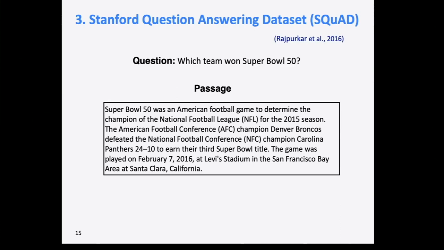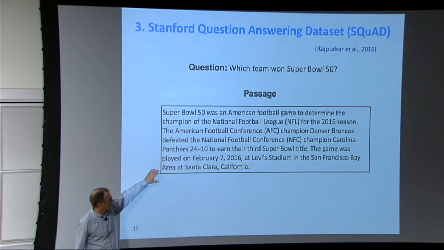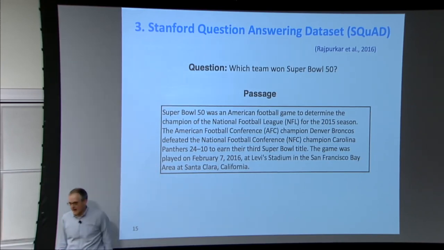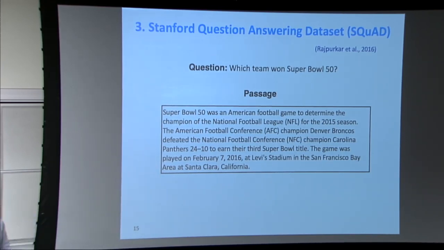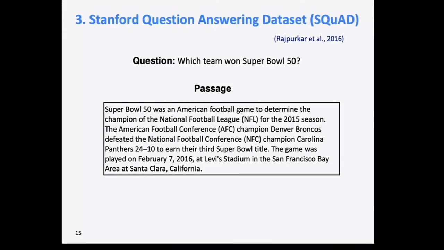Okay, so let me now say some more stuff about the Stanford Question Answering Dataset, or SQuAD, that I just mentioned a little bit ago. And this is the data for the default final project as well. So questions in SQuAD have a passage which is a paragraph from Wikipedia. And then there is a question here: which team won Super Bowl 50? And the goal of the system is to come up with the answer to this question.